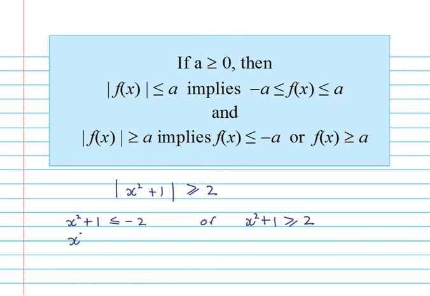So this would be x squared plus 3 is less than or equal to 0. Now this is going to have no solutions. If you think about the graph of x squared plus 3, it's never going to be less than or equal to 0. So we have no solutions from this branch.